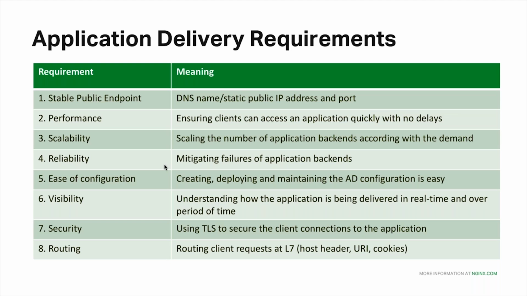Seventh, security. We must secure the client connections to the application with TLS. And finally, eighth, routing. We should be able to route client requests to an appropriate application component based on the request host header, URI, or cookie. As you will see in this webinar, Kubernetes with its Ingress resource and NGINX Ingress controller can successfully address all of these requirements.